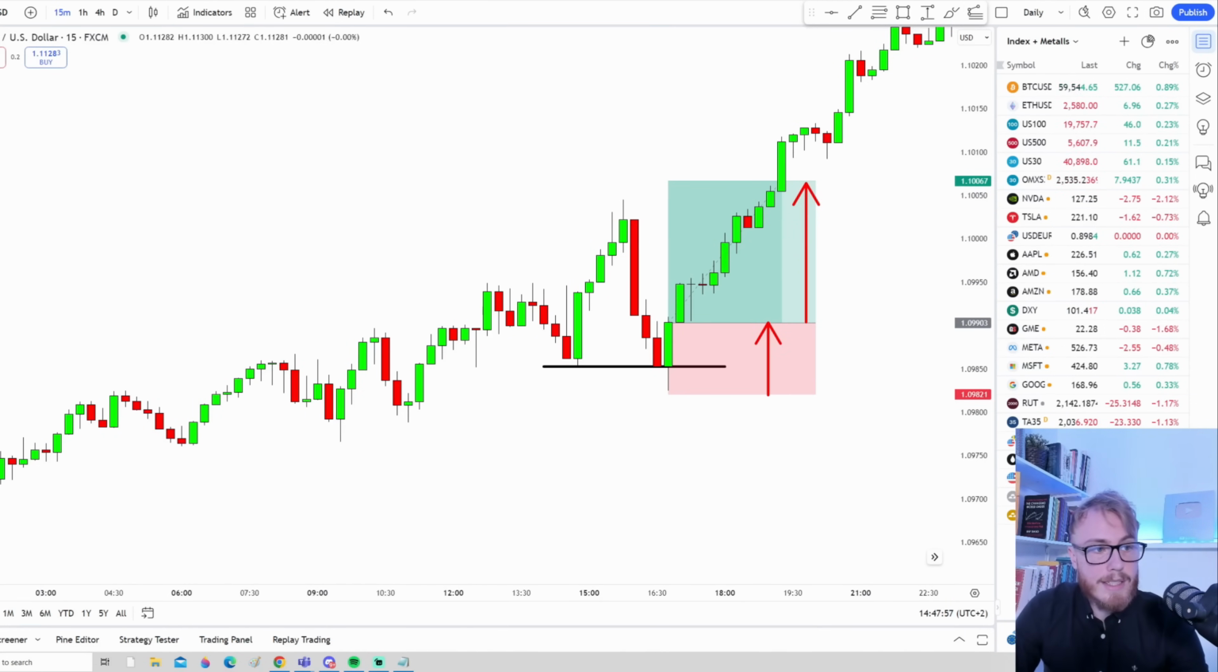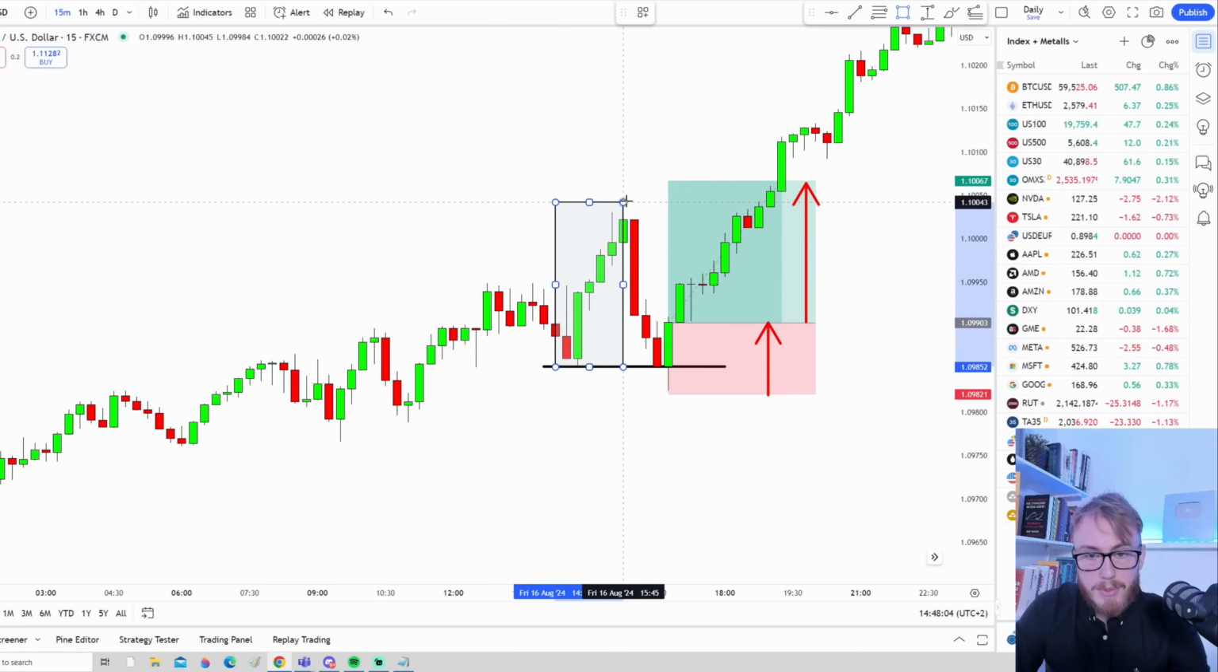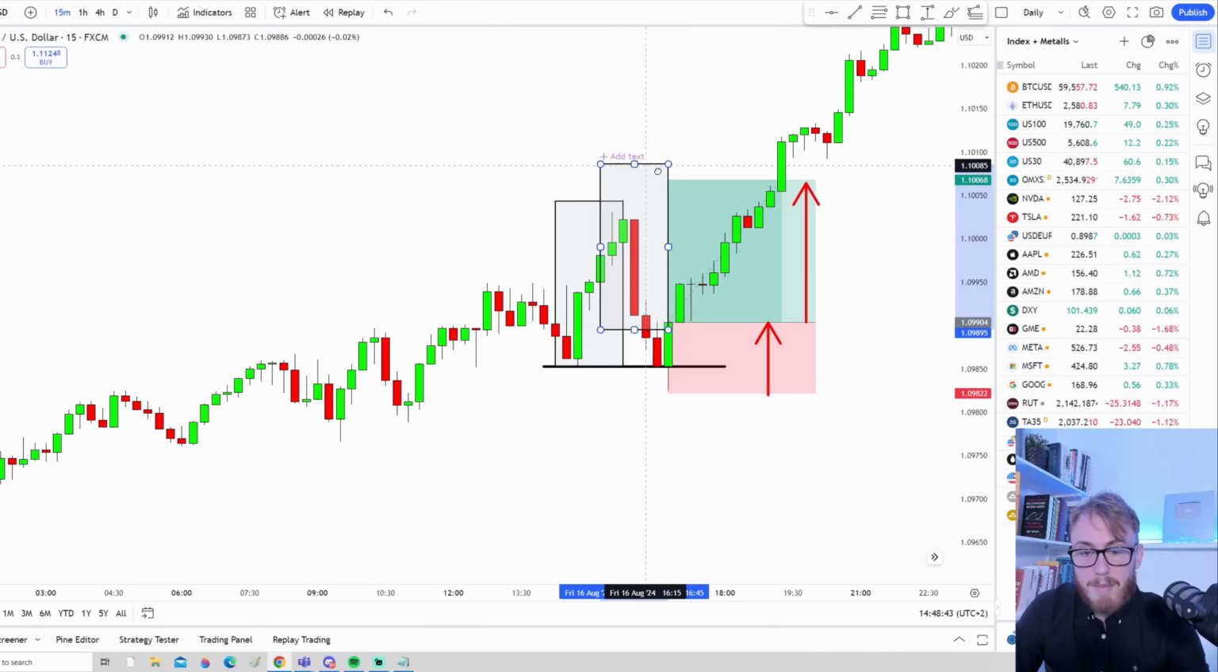And last but not least, a third method here is to use the measured move we talked about earlier in the course. In this case, the impulsive move was this move right here. So we can take this measurement and measure here from the start of the next impulse move to get our target.